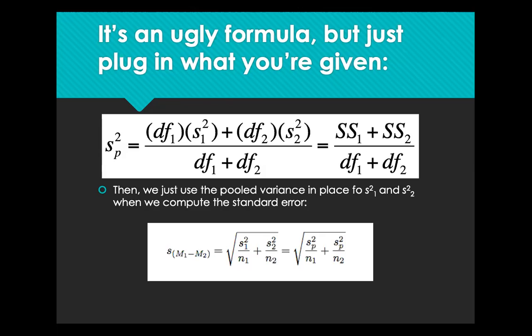The important part, and what people usually have trouble with, is just remembering to use pooled variance in the first place. So when you're looking at an independent samples t-test, make sure you look at whether or not the two groups have an equal sample size or not. And if they do not, remember to use pooled variance.